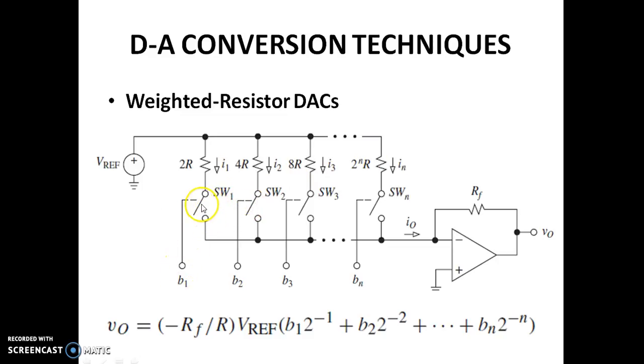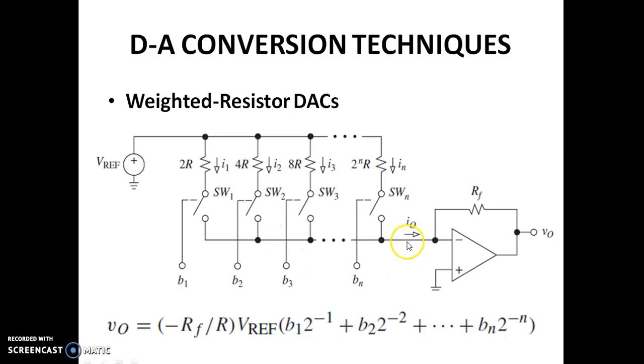This is the MSB switch, this is the LSB switch, and we have a reference voltage and resistors connected. Have a look at the resistors. This is 2R, 4R, 8R, up to 2^nR. The weight of the resistor is increasing as per the binary value. This is 2 power 1, this is 2 power 2, this is 2 power 3, this is 2 power n. So B1 corresponds to 2 power 1, then 2 power 2, 2 power 3. This is the MSB, the next MSB, and it keeps on reducing.